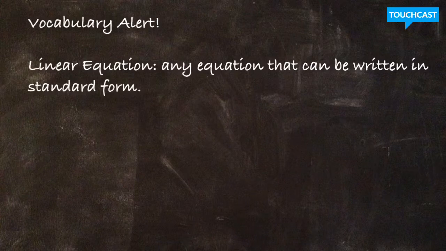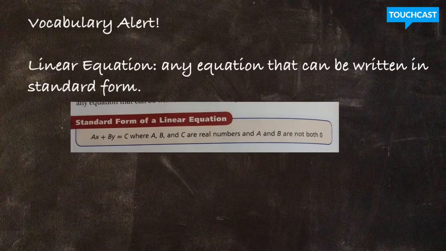Alright, time for our next vocabulary alert. We have a linear equation, which is just any equation that can be written in standard form. Standard form is written like this, where you can write any equation in the form a times x plus b times y is equal to c, where a, b, and c are all real numbers and a and b are both not 0.